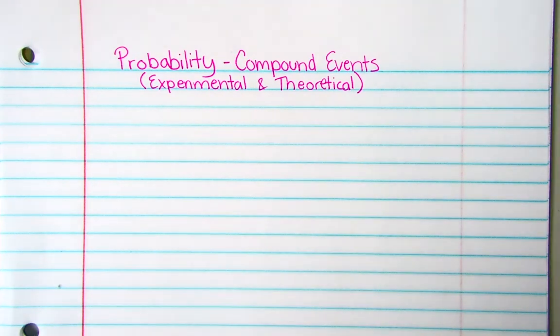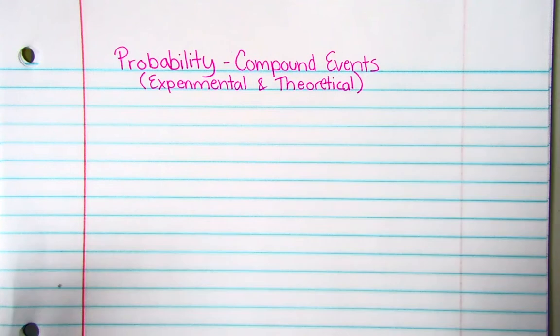Okay, the third and final video about probability is going to be about compound events. If you remember in the previous videos, we talked about sample space with probability. We talked about simple events, meaning there's one thing happening. So a compound event means there's more than one thing happening. Kind of like a compound sentence. There's more than one thought happening. A compound in science is made up of more than one thing.